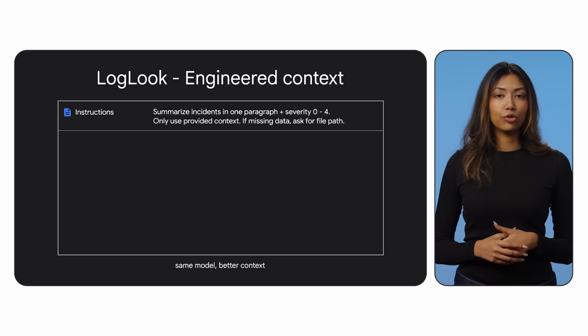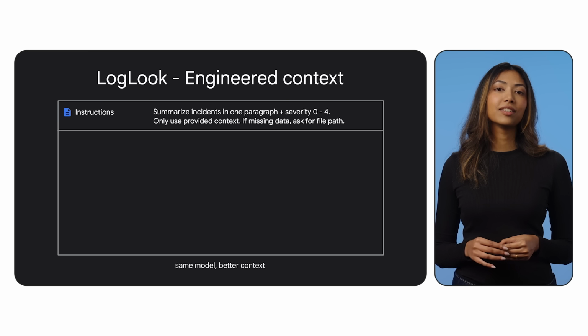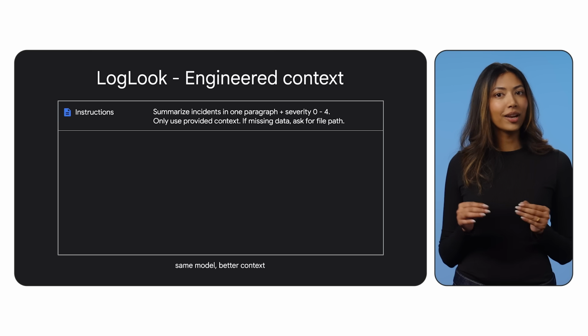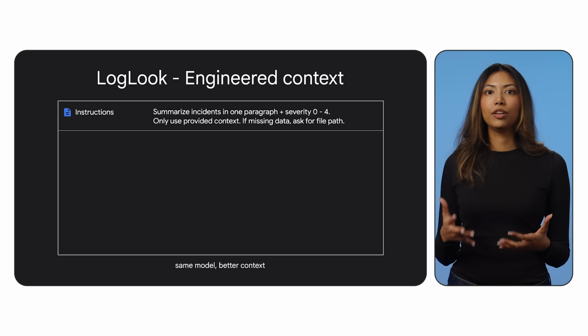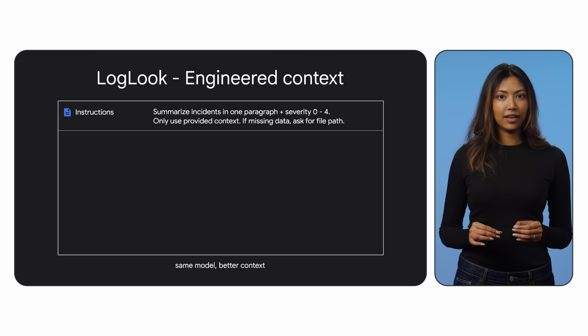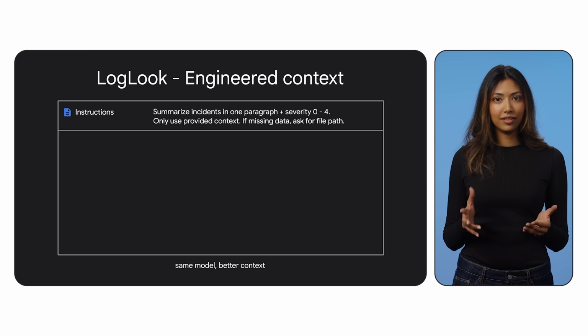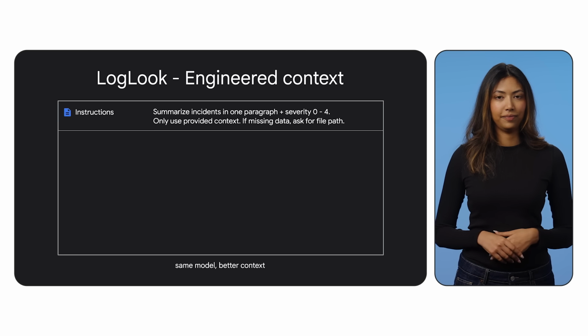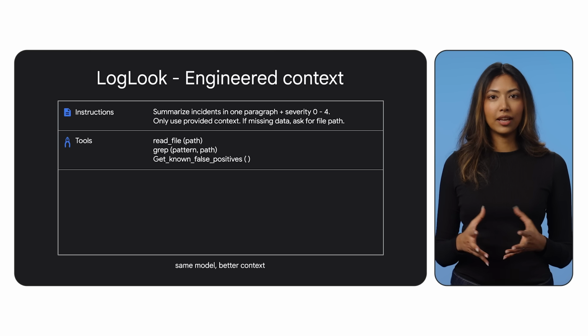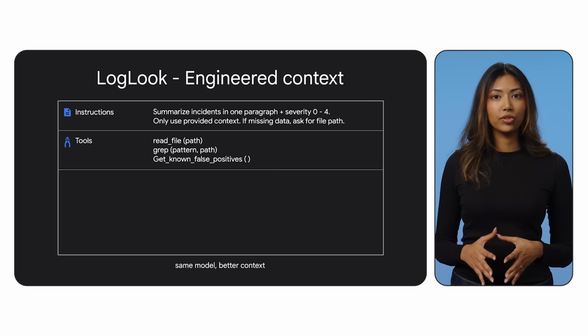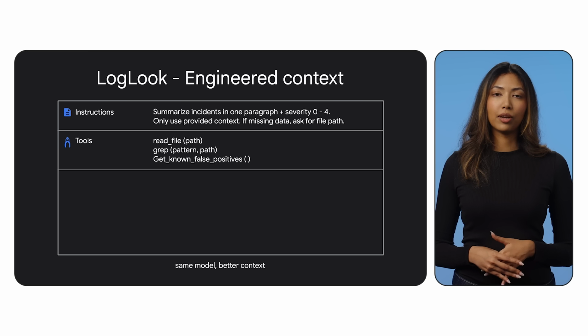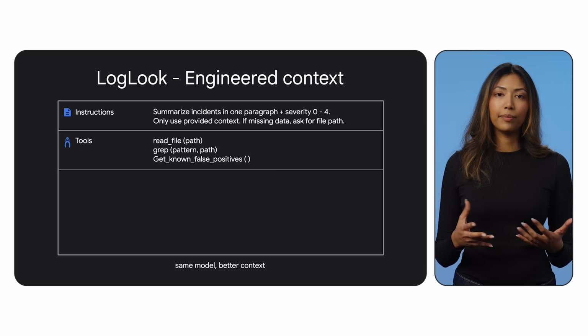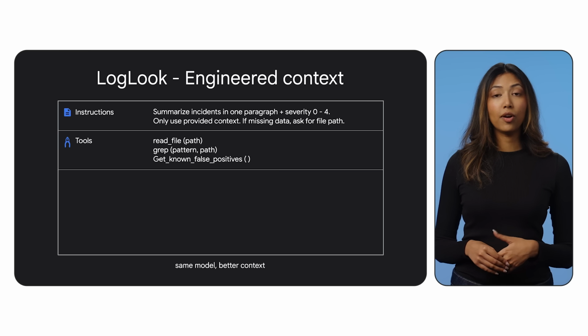It might actually just spit out random guesses at that point. But with context engineering, we feed LogLook, our agent, a clean plate of the following things. First, we give system instructions like summarize incidents into one paragraph, plus a severity score between 0 and 4. Only use provided context, and if missing data exists, ask for a specific file path. Second, we will list tools that it requires in order to answer the questions that we ask it. So, for example, reading file, or grep, or get known false positives.